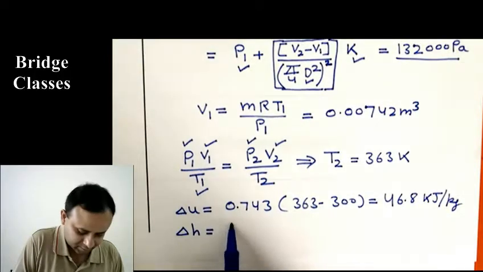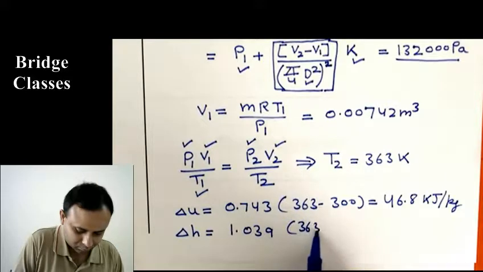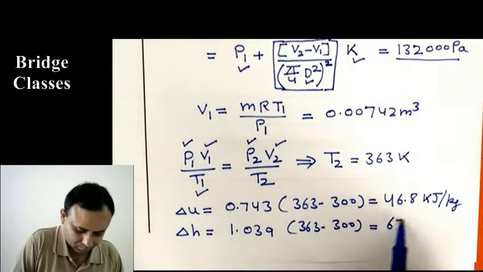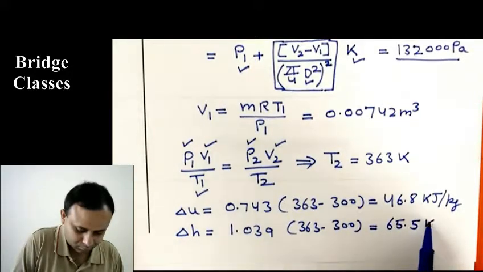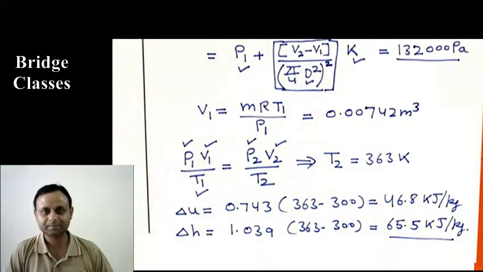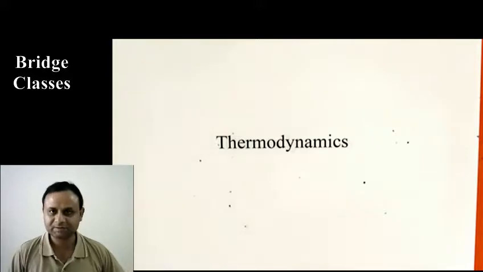And delta H, kilojoule per kilogram. Okay, so this is the last example I wanted to do, and I will stop at this point.